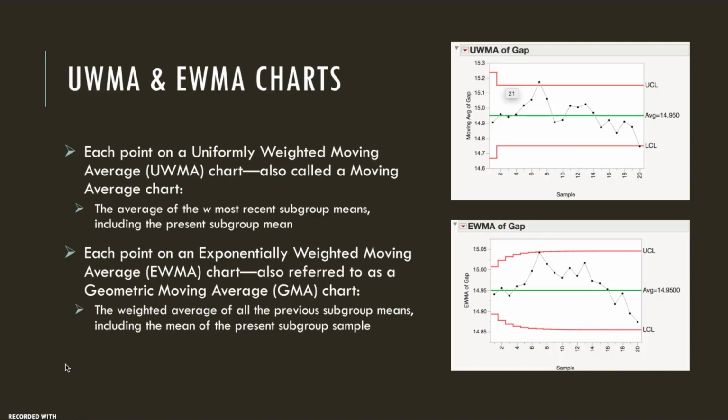So now I'll be discussing the UWMA and EWMA charts. UWMA stands for Uniformly Weighted Moving Average. This is also known as moving average, so it's not really adding too much to it. It's just using a moving average, which means that, for example, if you have a moving average of 5, then you would take the first 5 points in your data set and average them together and use that as a single point, and you would keep going down your data set.